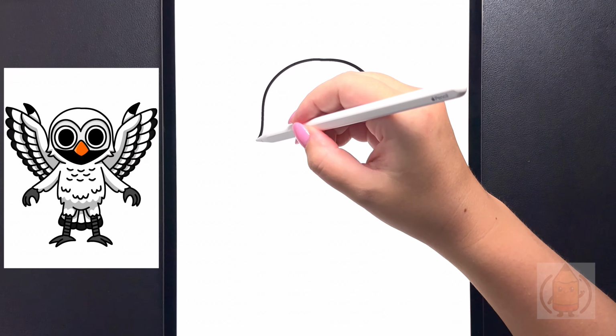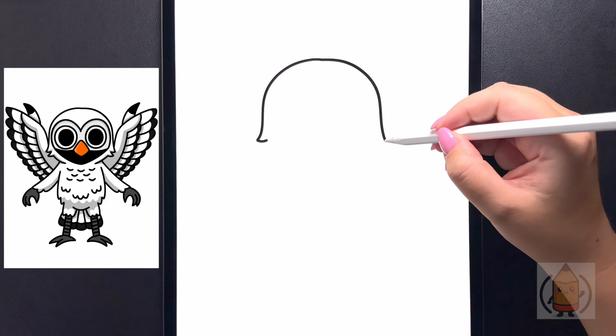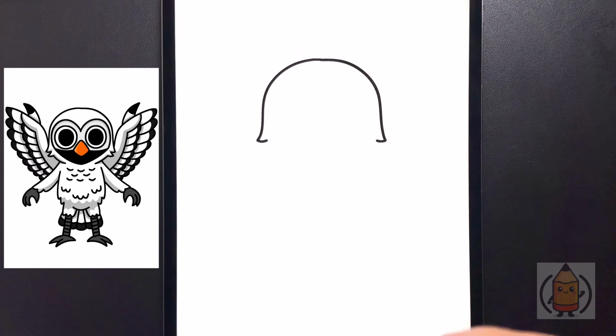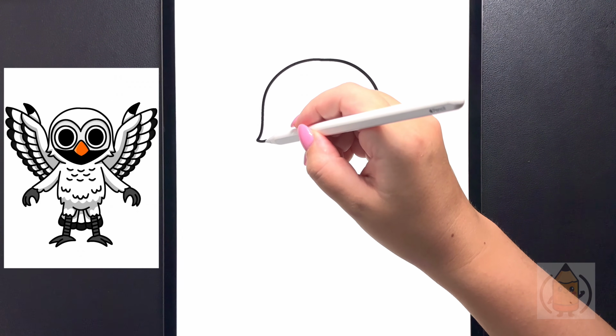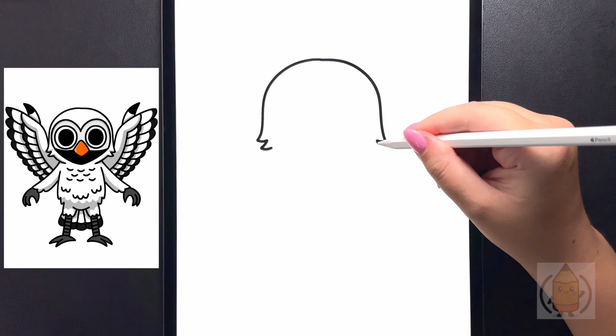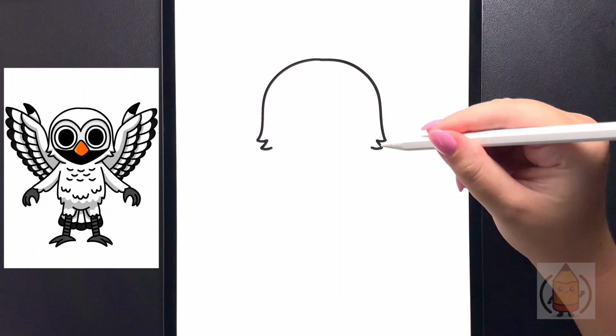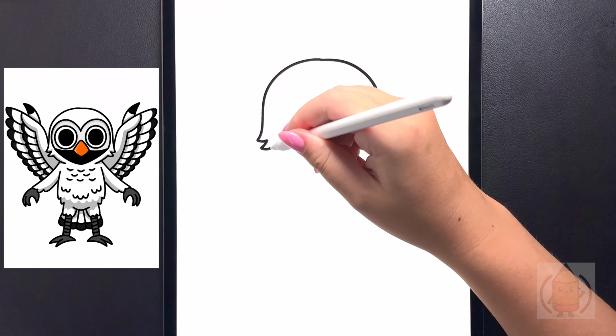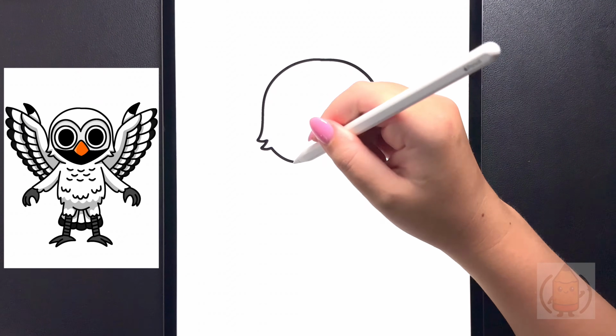Moving in now, we're going to start from that point, curving this line in. Again, starting from that point, curving this out and back in. And then again from that corner, curving this around and through towards the middle.